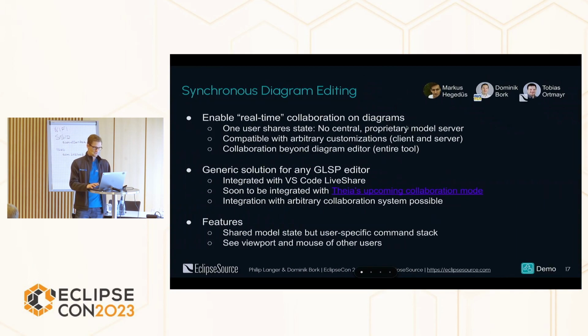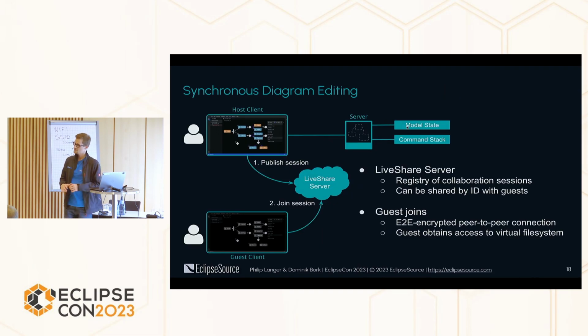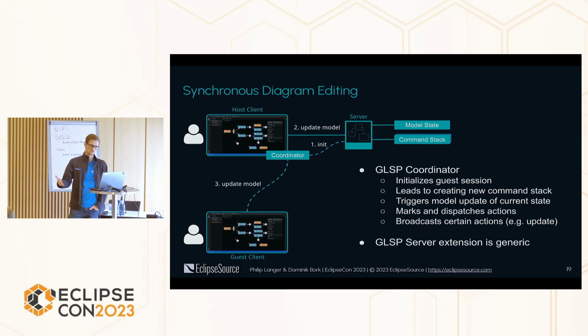So really just very short how this works is essentially the host tool publishes initially a session, so there is a registry, in this case it's LiveShare, which holds the currently active sessions, and the second user can then join a session by ID. And as soon as the session is joined, there is actually a direct peer-to-peer, end-to-end encrypted connection between the two collaborators. And once this happens, there is a GLSP coordinator component started up, which sends an initialization request to the server so that it establishes a second command stack for this additional guest, but only one model state, because that's what we still want to share, right?